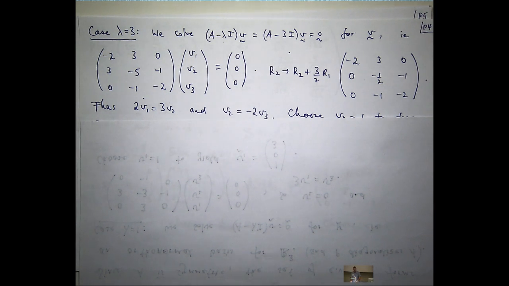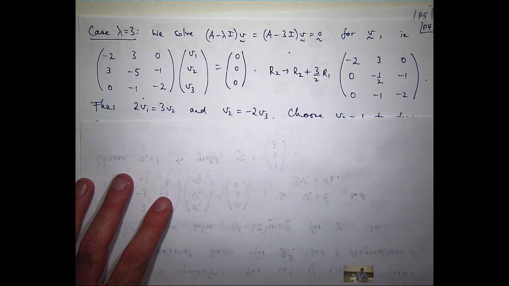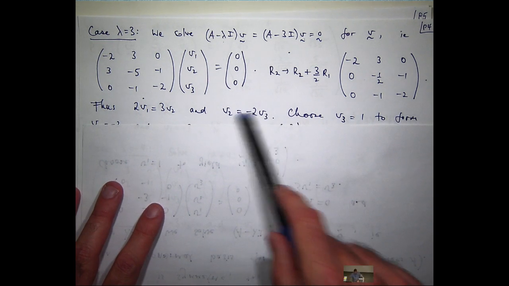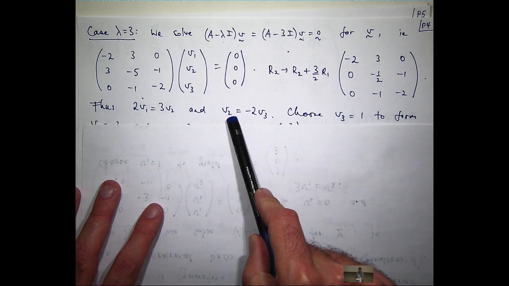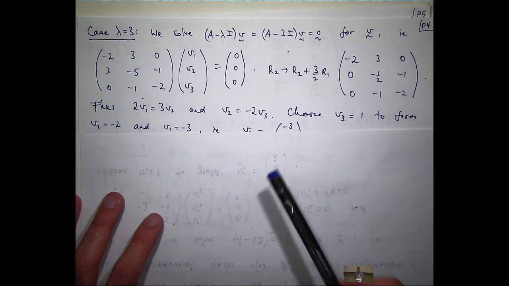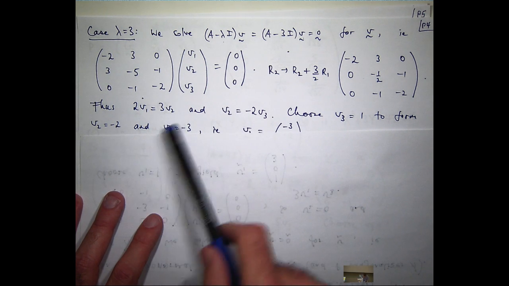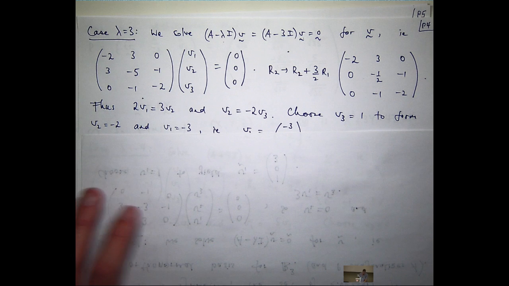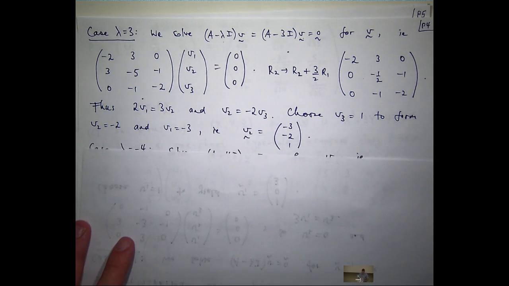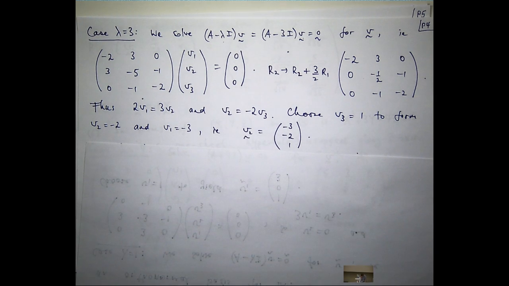So now I just need to choose. I'm going to choose v3 to be 1. That'll give me v2. And once I have v2, I can then get v1. So that'll be my eigenvector. Okay, we're almost there. Two down, one to go.